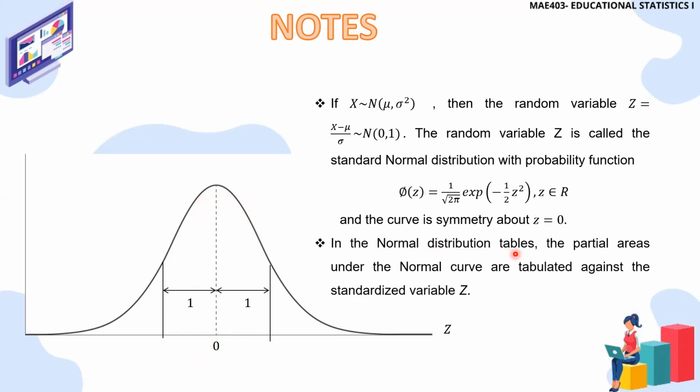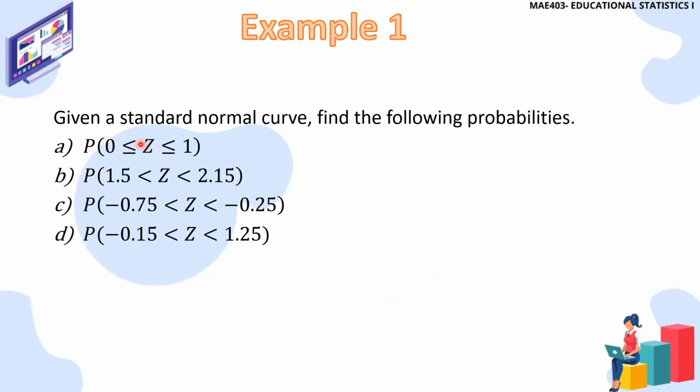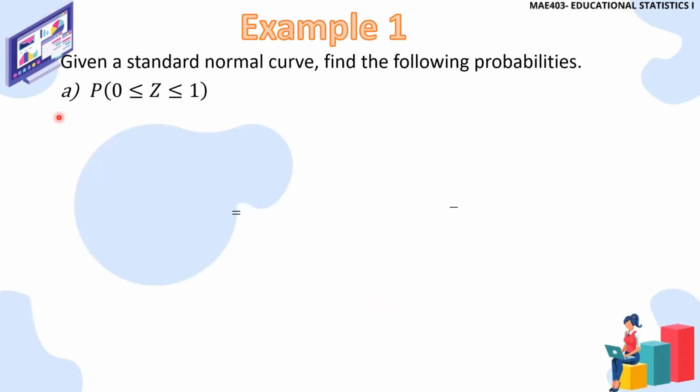In the normal distribution tables, the partial areas under the normal curve are tabulated against the standardized variable z. So let's look into the example. Given a standard normal curve, find the following probabilities: A, B, C, and D. So let's go to the first one. Probability of z from 0 to 1.